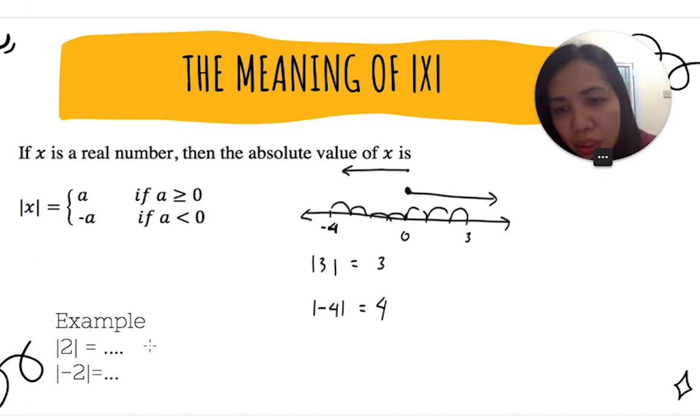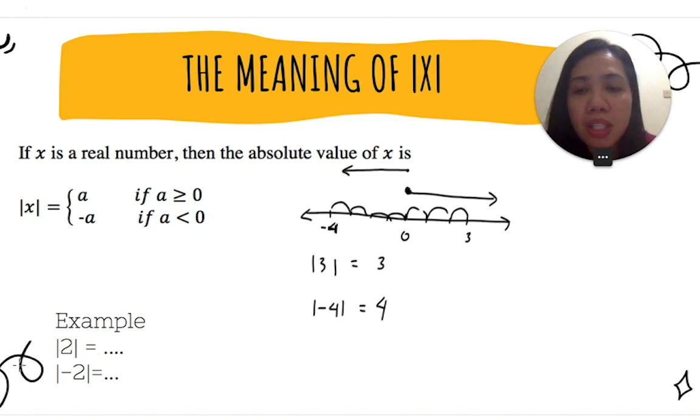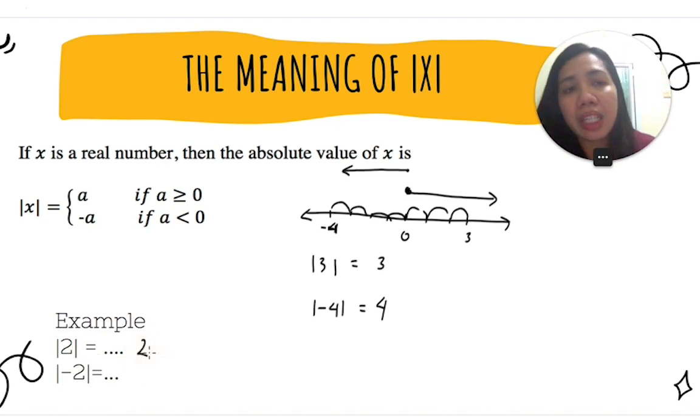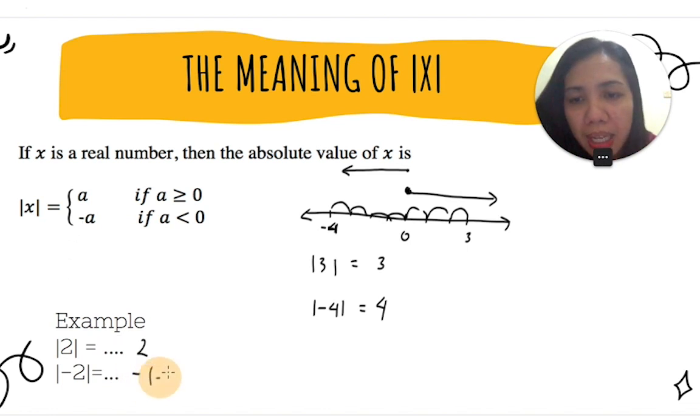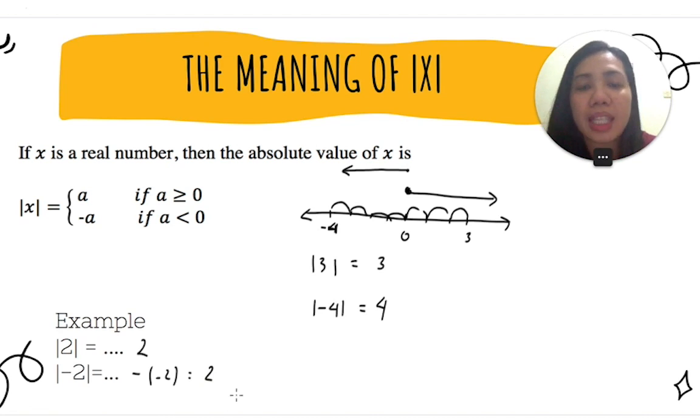Okay, let's do the example here. The absolute value of 2, because this is a positive number, we just write 2 here. And the absolute value of -2, remember, if a is less than 0, then we need to multiply with minus here. So -2 gives us positive 2. The absolute value of 2 is 2, and the absolute value of -2 is 2.